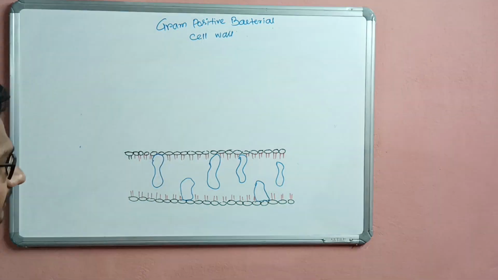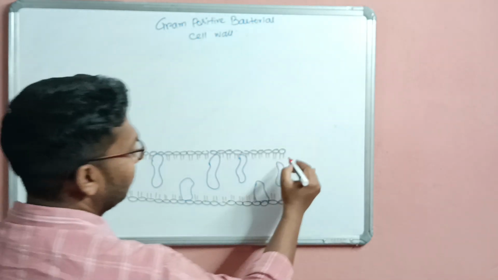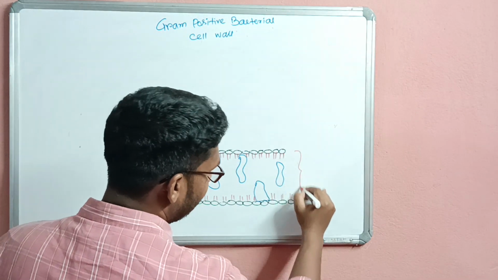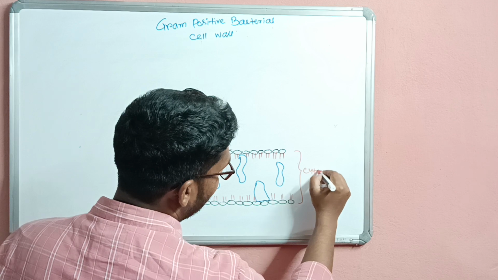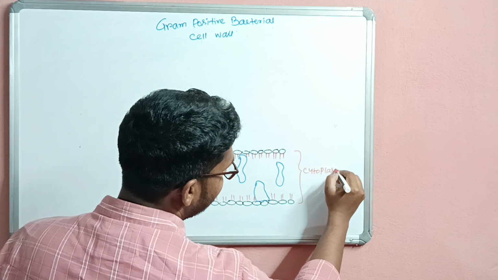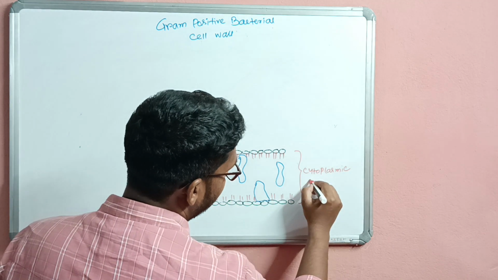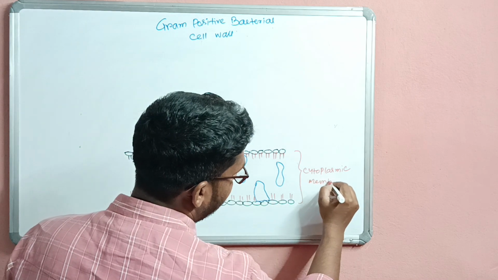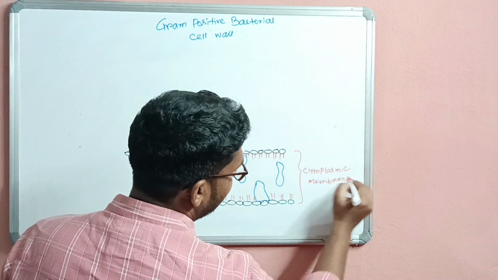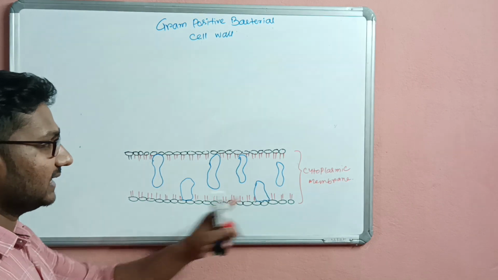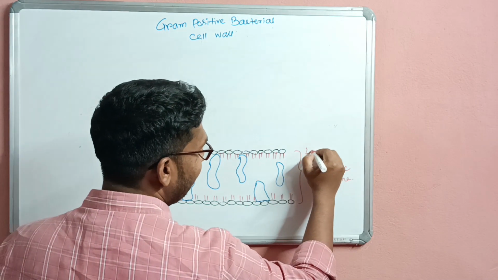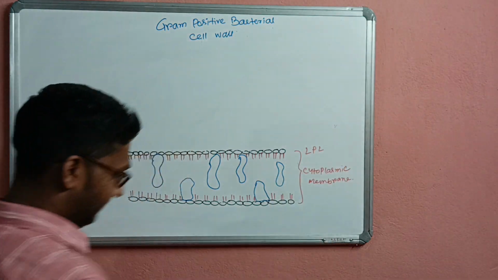This structure is called the cytoplasmic membrane. Okay, cytoplasmic membrane. This is formed by the LPL, lipid protein lipid.